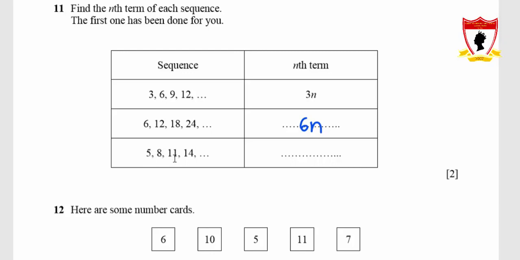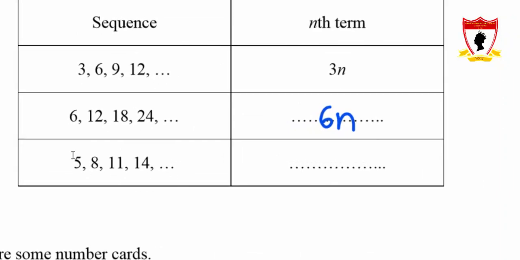5, 8, 11, 14. Look, these numbers are not a multiple of a certain number, so then we need to investigate it. The difference between them is 3. This one we got it by plus 3, another plus 3, another plus 3. Okay, and if we number these terms, we can say this is the first term, the second term, the third term, the fourth term.